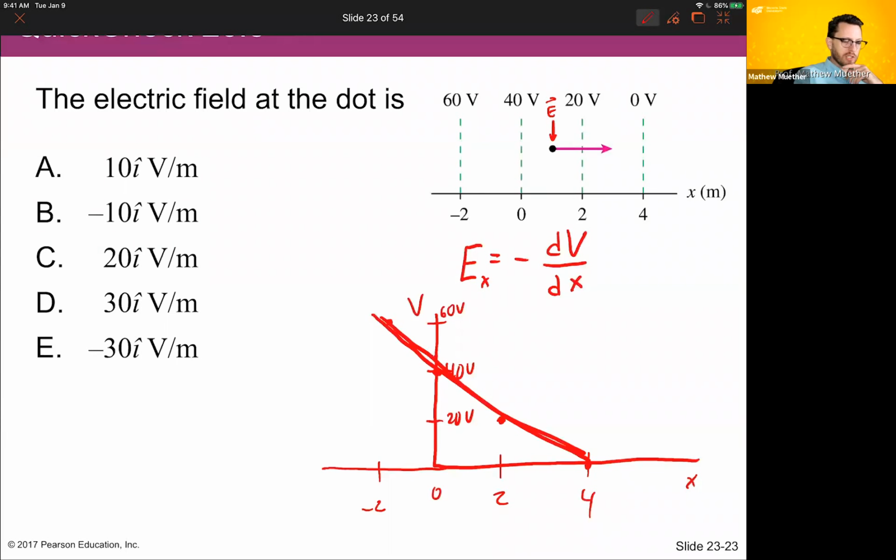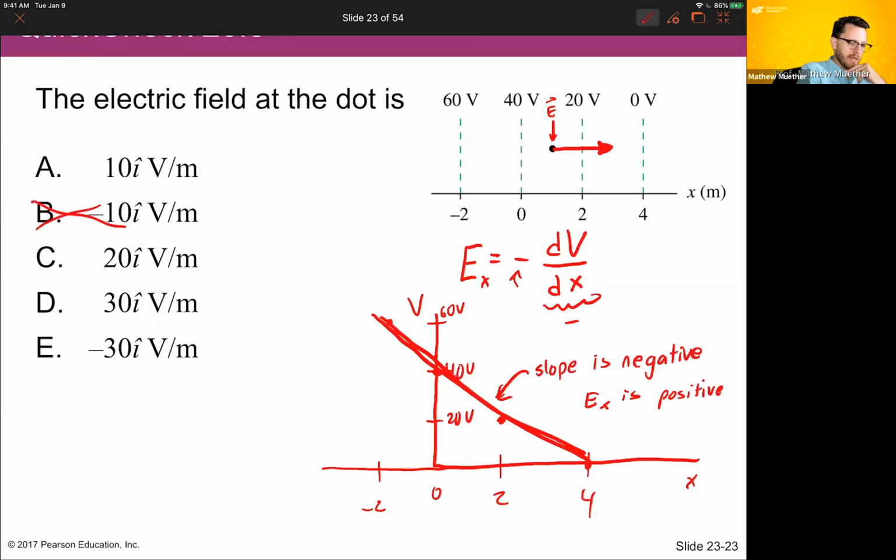What direction does the electric field point? Well, the slope of this line is negative. And so that means dV/dx is negative, and that's going to connect up with the negative sign sitting here. So my electric field, Ex, has got to be positive. Right? So the direction this thing has got to point is towards increasing values of x. So I can eliminate my negative answers here. I see my electric field has got to be positive.